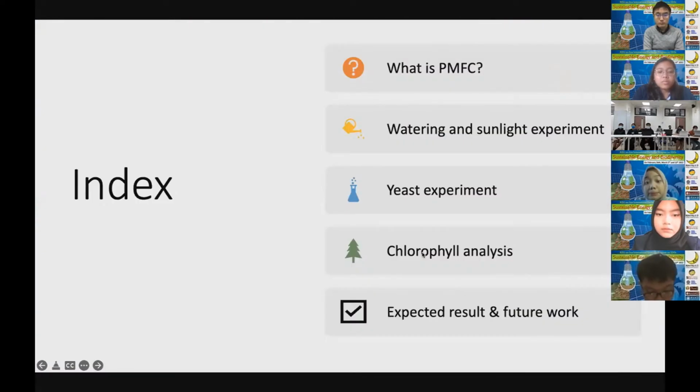In today's presentation, I will first introduce what plant microbial fuel cells are, and the next two sections will talk about the factors influencing plant microbial fuel cell power generation. Then I will go on to analyze the chlorophyll, and in the end are my expectations for the research and ideas for future work.